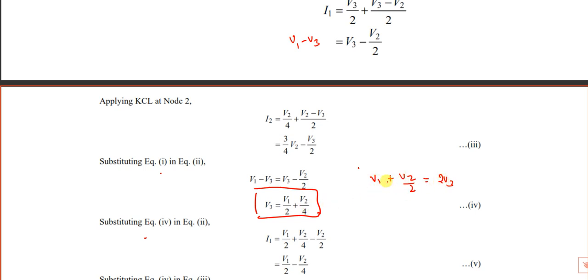Okay, 2V3 is this much. For 1V3, again you have to divide by 2. So V1 by 2, V2 by 2 by 2, it is V2 by 4. This V3 value you have to substitute in equation number 1 so that you will get the first equation.